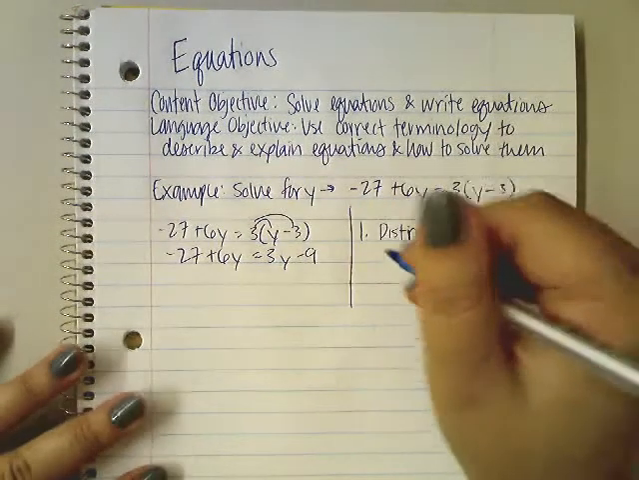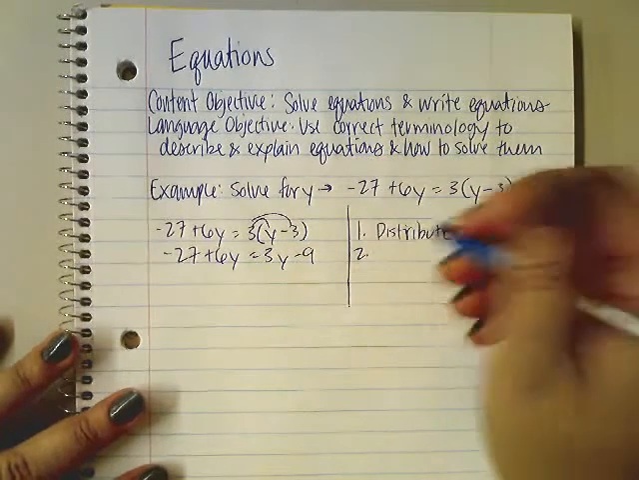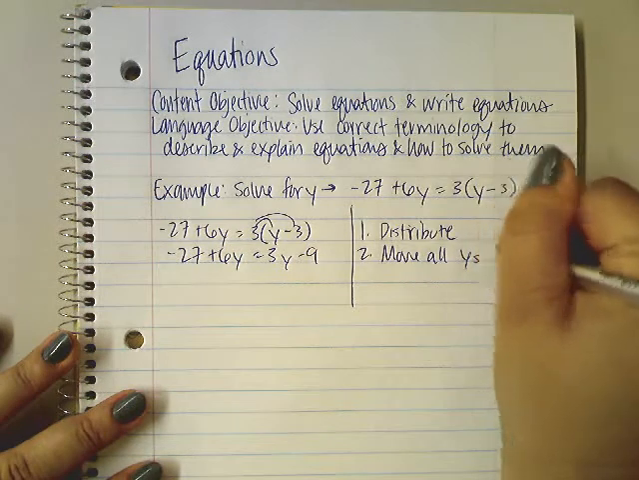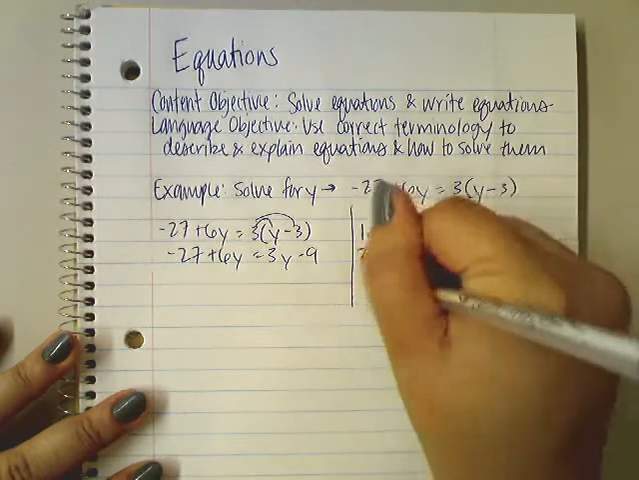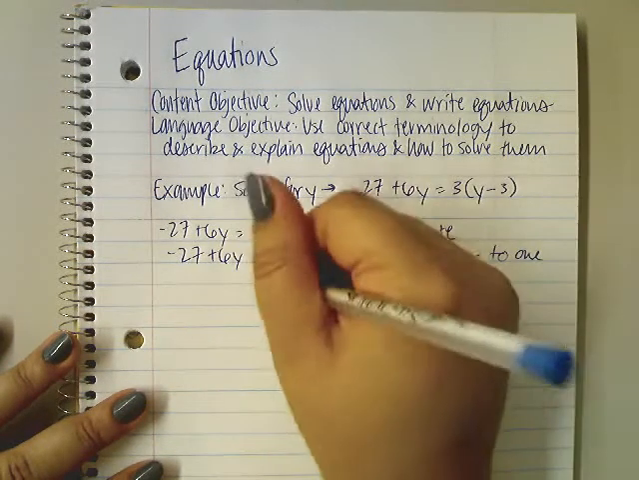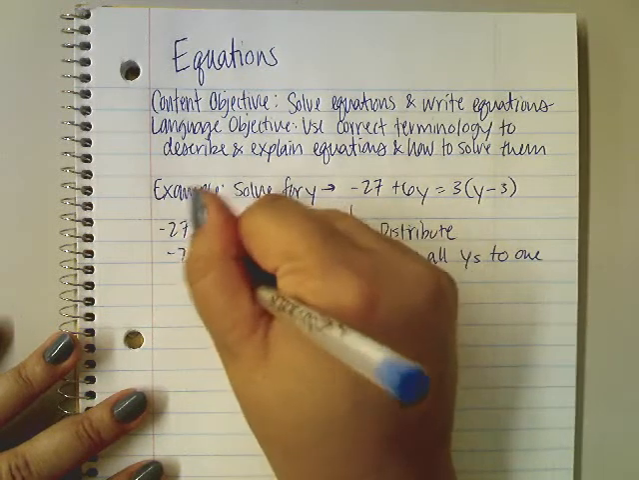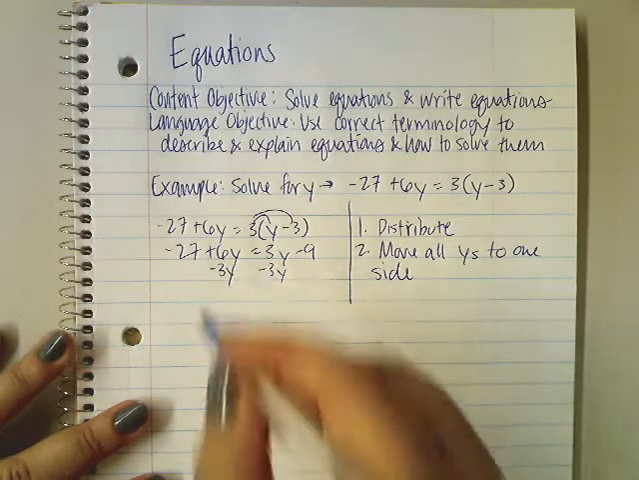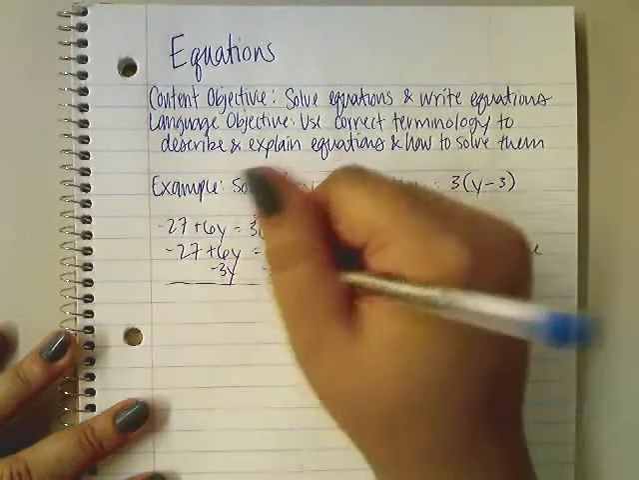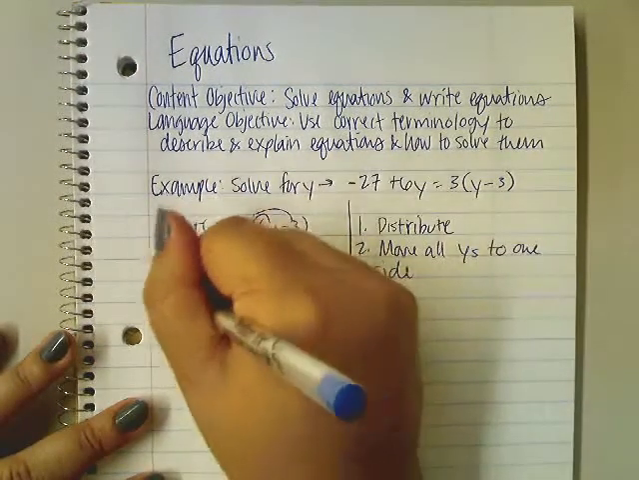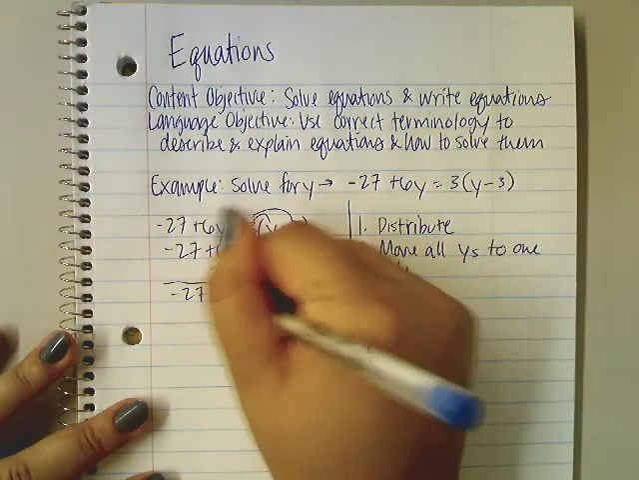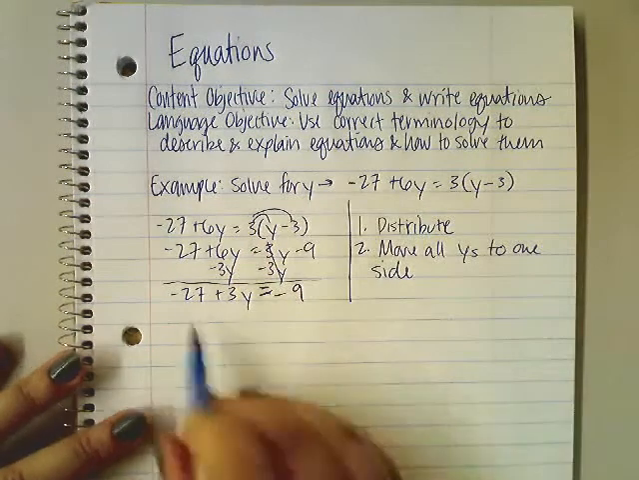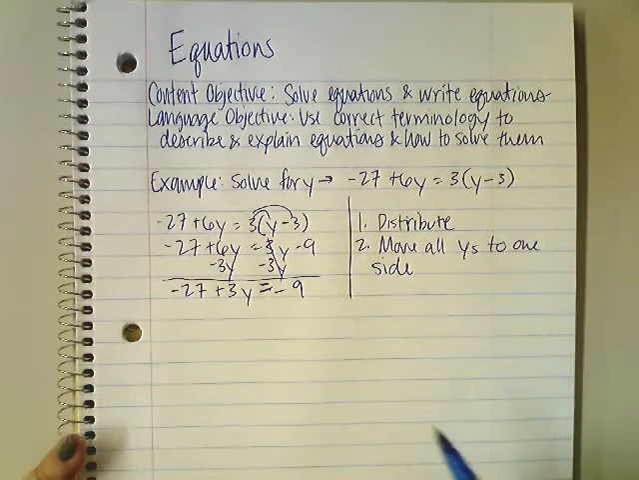Now our goal is to get all of the variable we're solving for on one side. So move all y's to one side. As you probably know, there's more than one way to solve an equation. I'm choosing to move the 3y so that I have a positive 3 on this side, but you could move the 6y over there. You should end up with the same values no matter which way you do this. It just would look different as you solve out. So now I have negative 27 plus 3y equals negative 9.